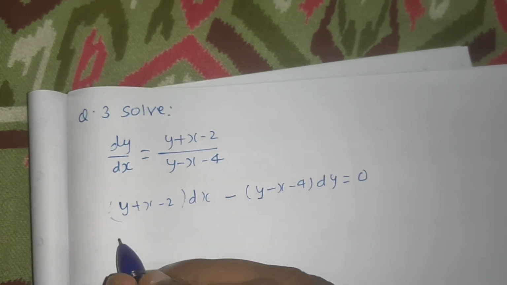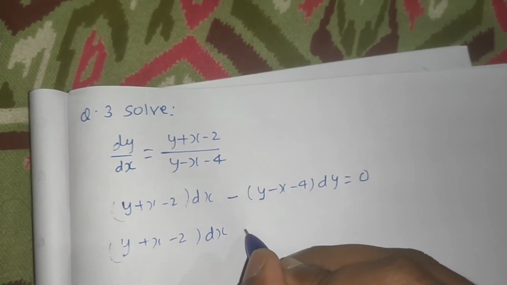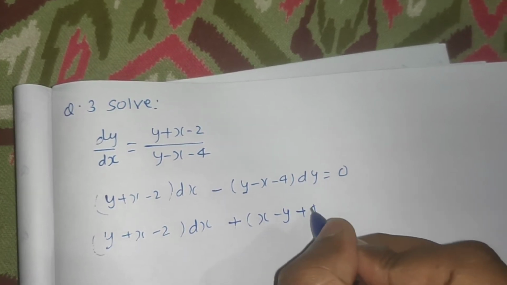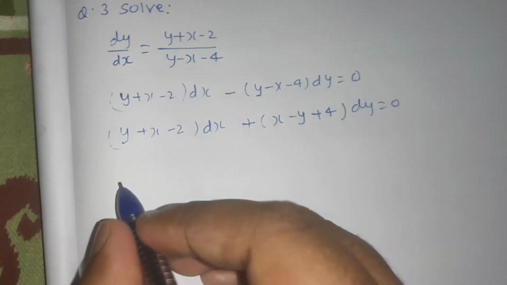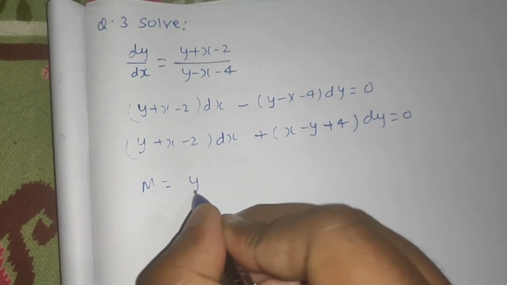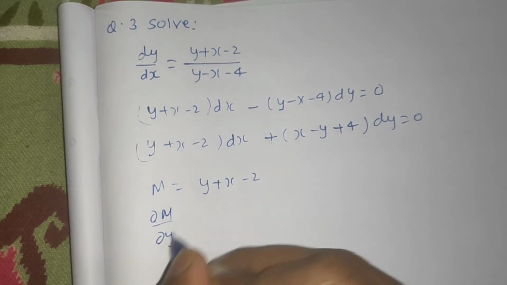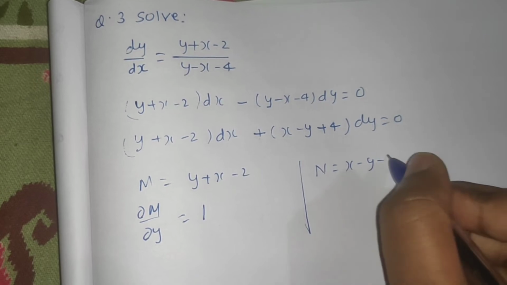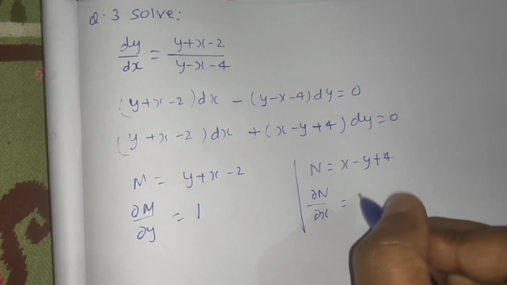Now you can send this minus sign inside, so y plus x minus 2 into dx plus x minus y plus 4 dy equals to 0. Now what is your M here? It is y plus x minus 2, so you'll find del M by del y comes out to be 1. What is your N here? It is x minus y plus 4, so your del N by del x will come out to be 1.